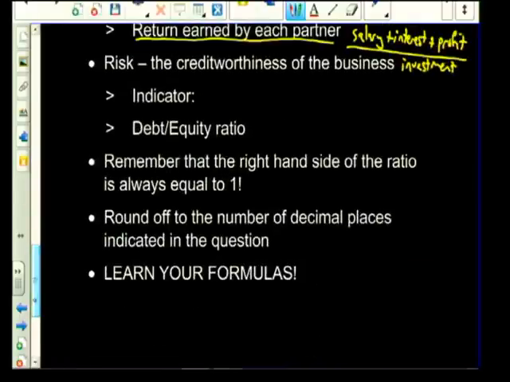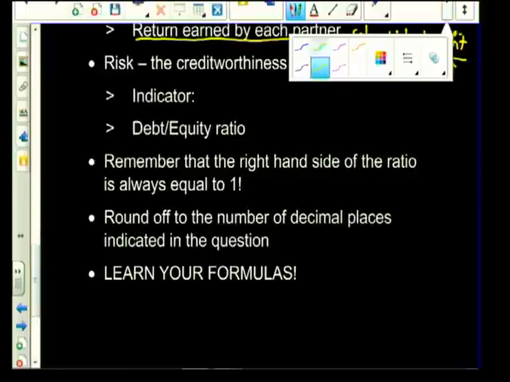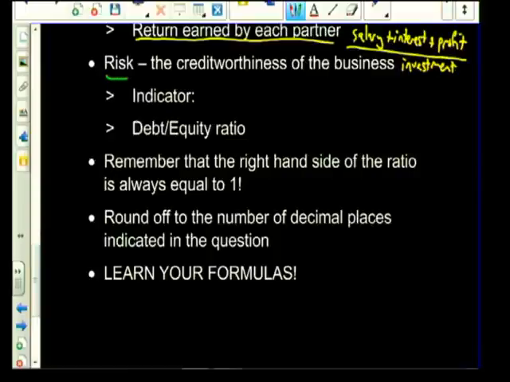So our last indicator here is our risk indicator. And risk tells you whether or not your business is creditworthy.